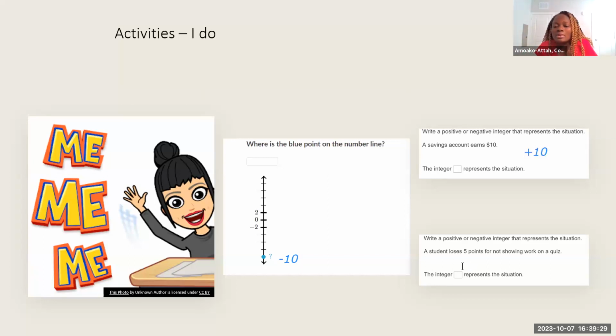Okay, the next problem is what? A student loses. Oh God, that's so bad. If I lose points on my quiz, that would be very bad. So a student loses 5 points for not showing work on a quiz. If I'm losing, that means it becomes a negative 5 points. All right. That is so perfect. Good. Let's move. You guys are doing so well.